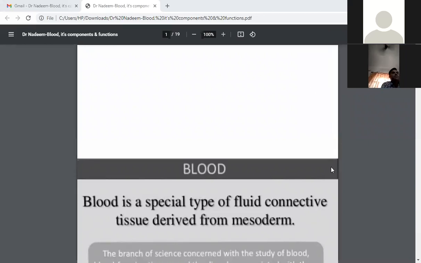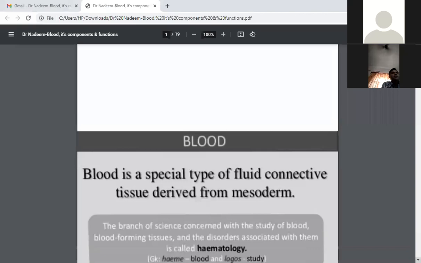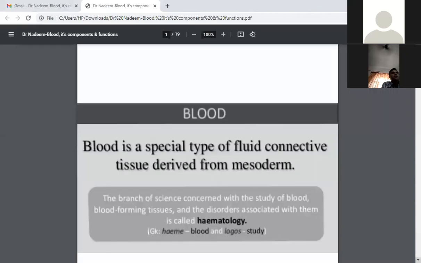The topic of today's lecture, the second unit, starts from blood. What are the various components present in this blood and what are their functions? The structure. Study this portion in it. That is blood. What is this blood? It is a special type of fluid connective tissue derived from mesoderm.